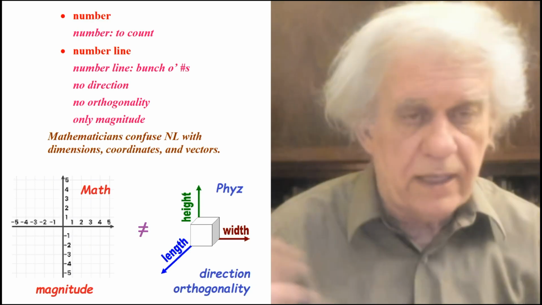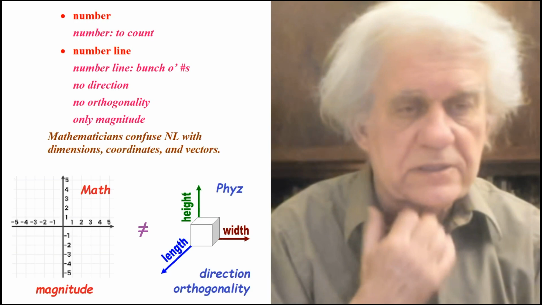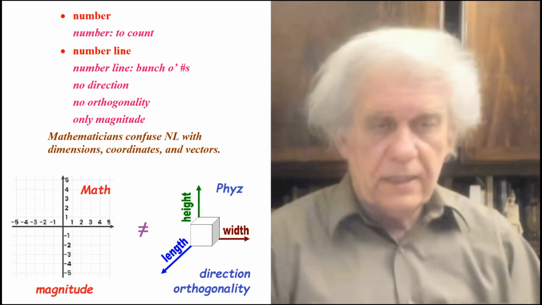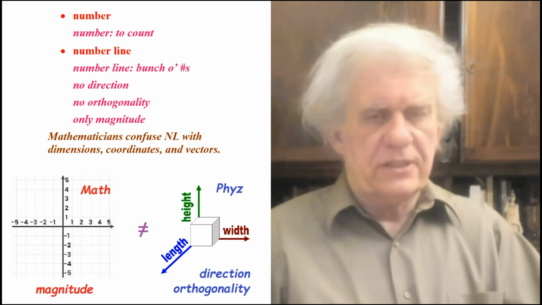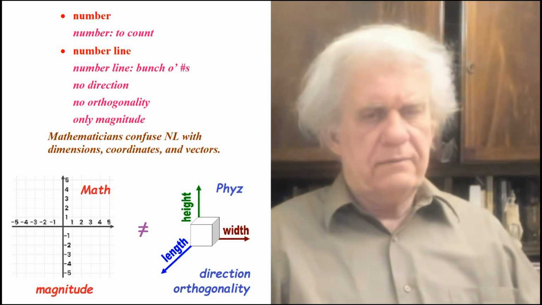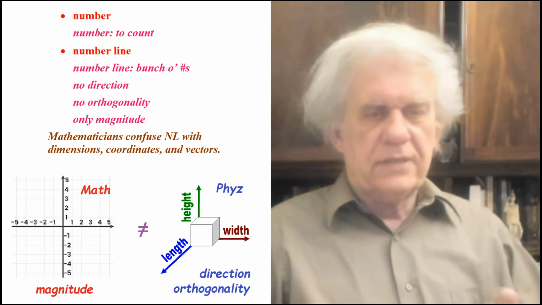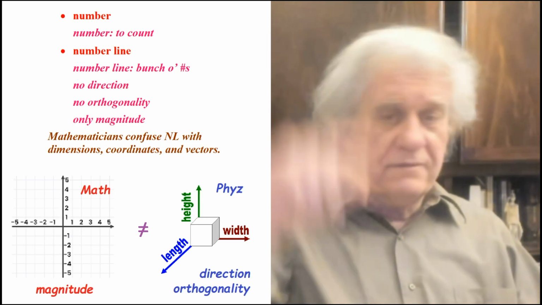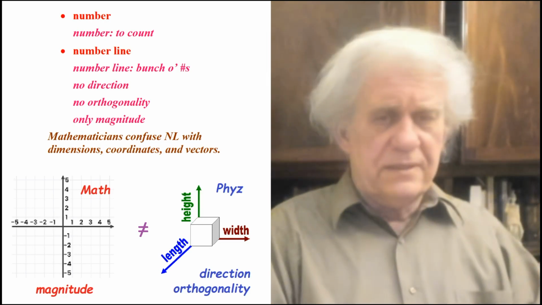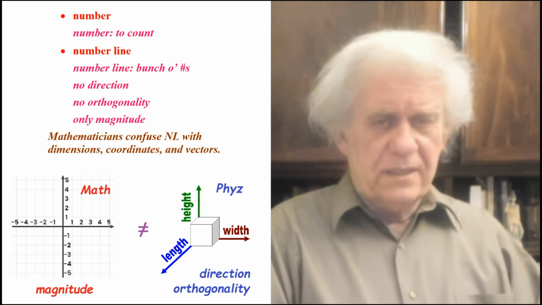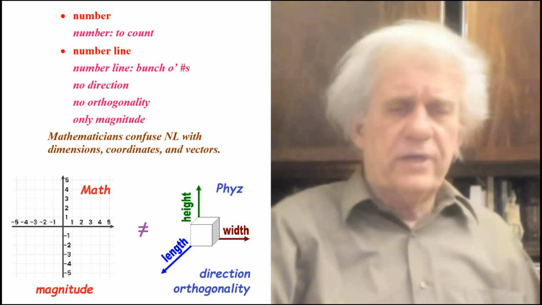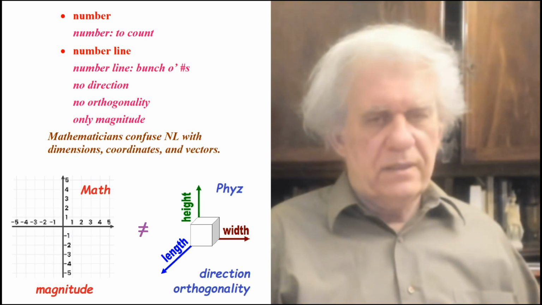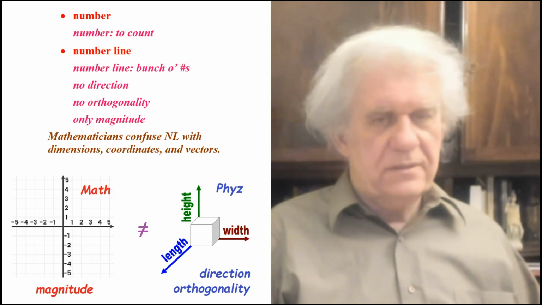Mathematicians confuse the number line with dimensions, coordinates, and vectors. And there you can see what's happening. You have these magnitudes, 1 through 5, whatever. That's got nothing to do with physics. In physics, we have length, width, and height. Those are the dimensions. It's got nothing to do with the coordinate system, numbers, tick marks, location of a point within those coordinates, as they call them. They're all number lines. One number line is pointed upwards, the other number line is going sideways. They call this a coordinate system. No, that's not coordinates. Those are number lines, not coordinates.